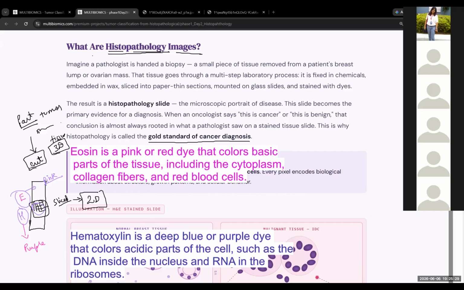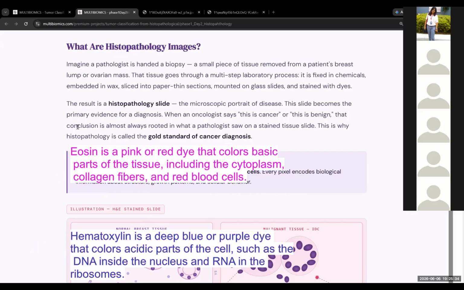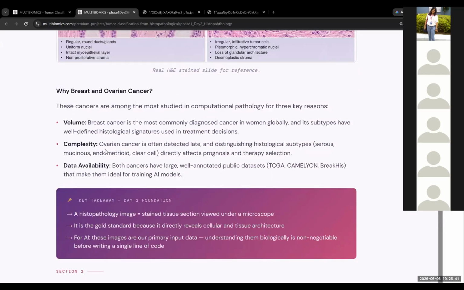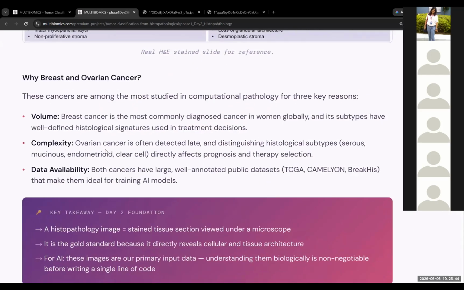Okay, so what are the parts that are being stained? We'll just look at it. You can go through these images and you will understand. Now first let me tell you why we chose breast and ovarian cancer. The first and foremost reason is that most of the studies are done in breast cancer because it is the most commonly diagnosed cancer in women globally. Also it is widely studied, so their subtypes have been well defined, their signatures, as in their patterns.